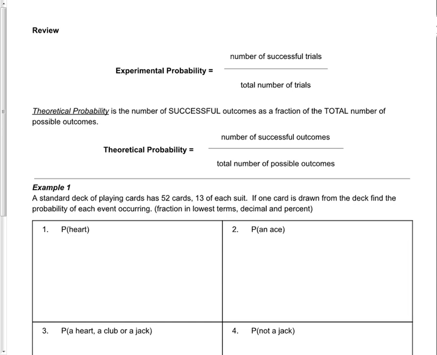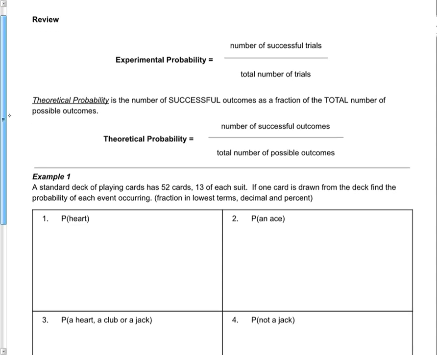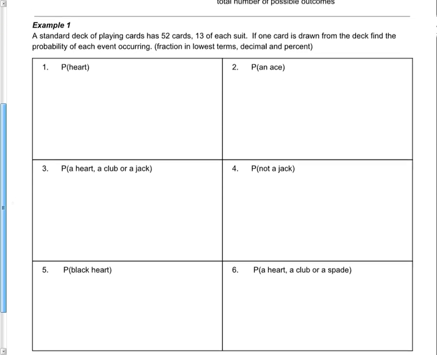Okay, theoretical probability is different. Theoretical probability is the number of successful outcomes as a fraction of the total number of possible outcomes. Okay, so we're not necessarily looking at the number of outcomes that you get, but the number of possible outcomes that there are in total. So theoretical probability is the number of successful outcomes divided by the total number of possible outcomes. Okay, so this is what should happen in a perfect world. We know obviously that real world conditions are not perfect, and therefore our experimental probability and theoretical probability are likely to be different.